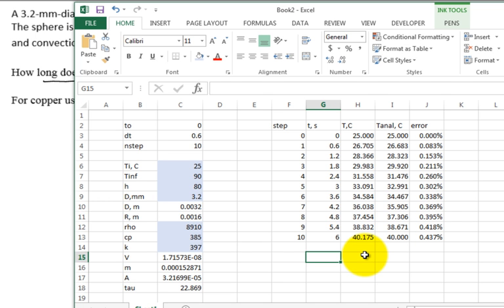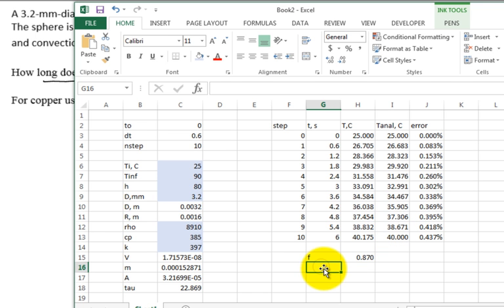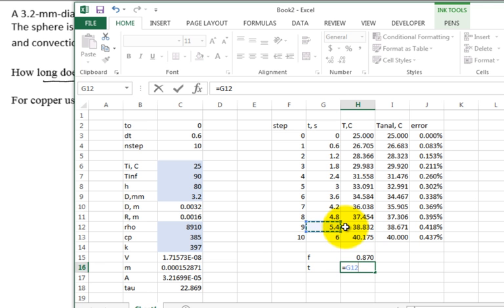I usually do linear interpolation this way. I'll say the fraction between this point and that point for 40 would be 40 minus this, divided by this minus that. So if I said numerically what is the time at which the temperature is equal to 40, it would be 5.4 plus this fraction times the time step.